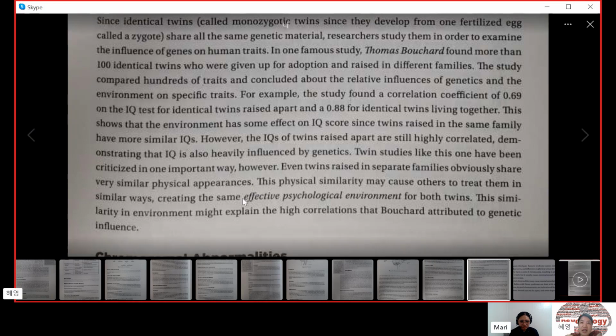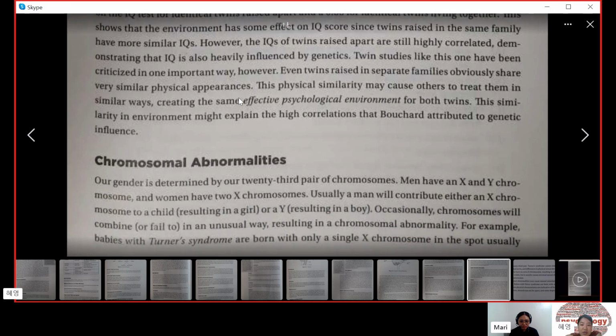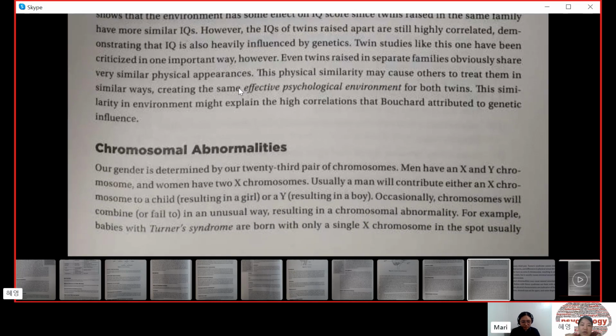And next one is chromosomal abnormalities. Our gender is determined by our 23rd pair of chromosomes. Men have an X and Y chromosome, and women have two X chromosomes. These are what make men men and women women. So this is the difference between the two genders.